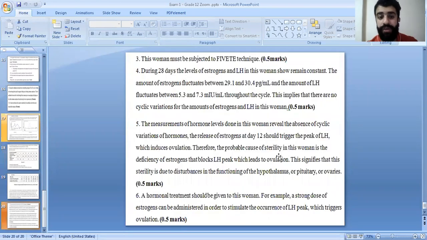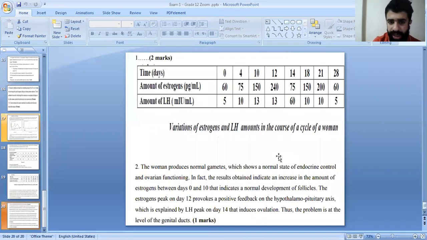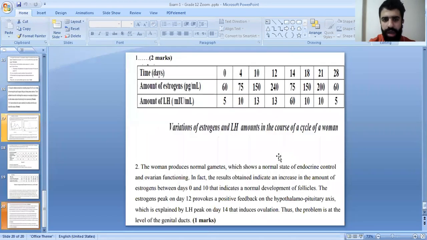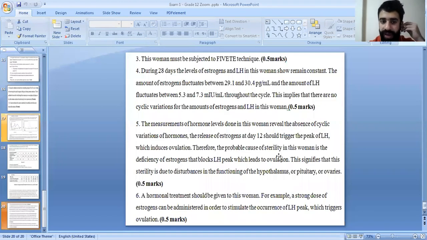So here, during 20 to 28 days, the level of estrogen and LH in the woman remain approximately constant. The estrogen level fluctuates between 29.1 and 30.3 or 30.4, and that of LH fluctuates between 5.3 and 7.3. So this indicates that there is no cyclic variation for the amount of estrogen and LH. They fluctuate at normal or very close levels.